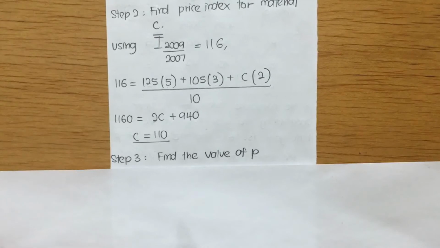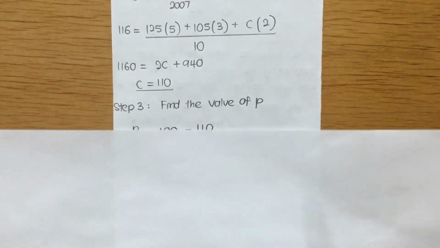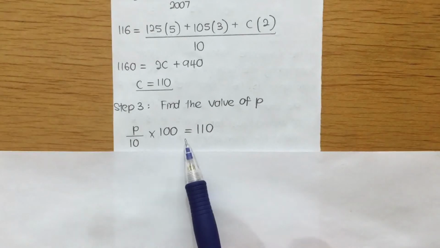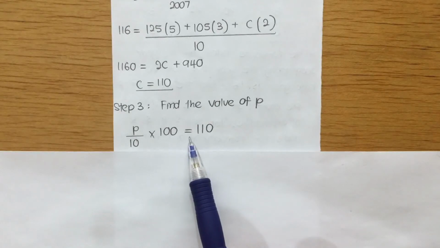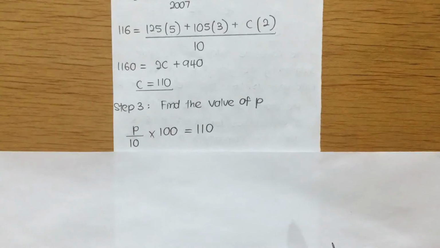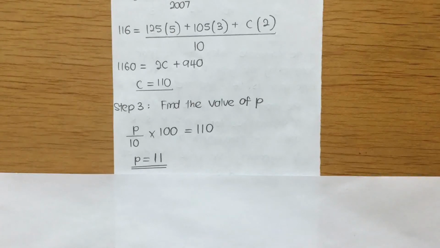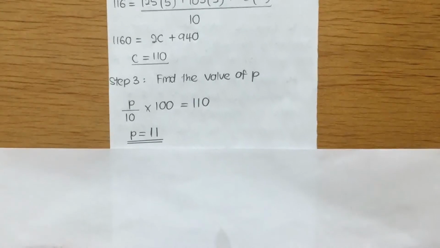Now it will be easier for us to find the value of P, guys. So P over 10, you times it 100, you should get your price index of material C is 110. So you calculate, you should get your P value is equals to 11. Okay, we have already solved question part A. Let us proceed to question part B now.